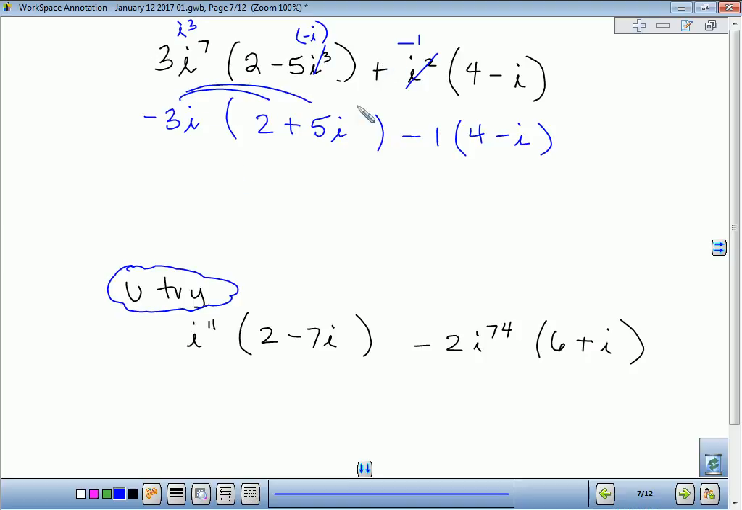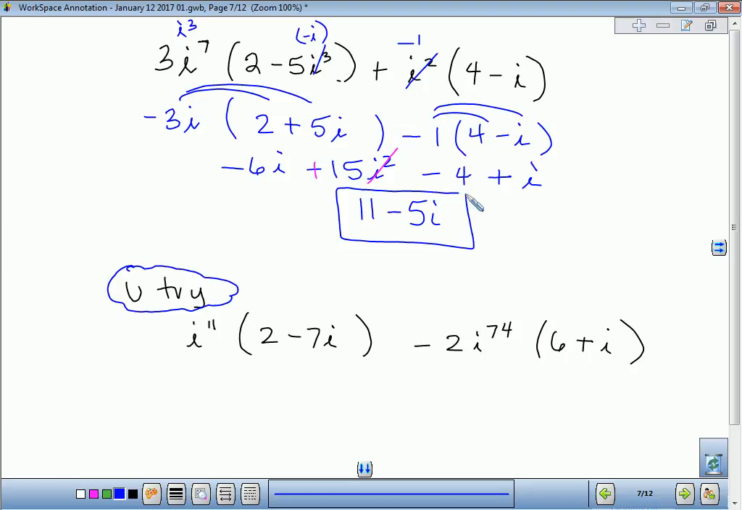Now we're going to distribute and distribute. So we get -6i minus 15i squared minus 4 plus 1i. All right, so this i squared right here is like multiplying by -1. So we get 11 minus 5i when we combine like terms.